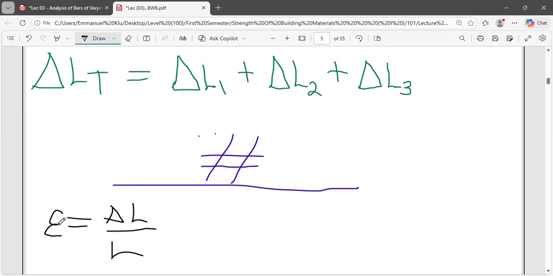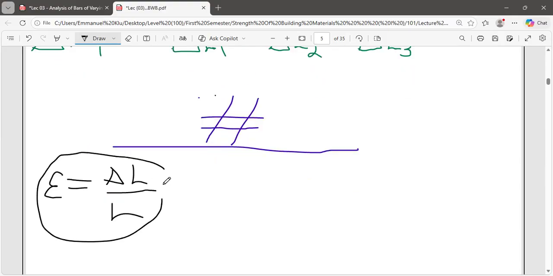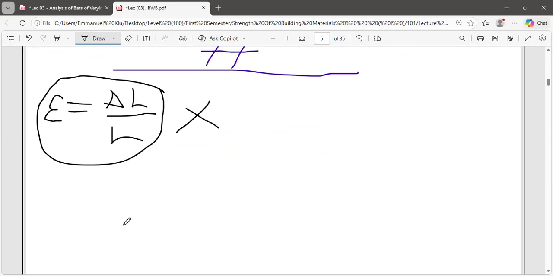Now we know the original length. We don't know the strain. Can this formula work? No, this formula cannot work. So it means that we have to look for a different formula. Also, we know that our E is equal to what? Stress over strain. Stress over what? Strain.